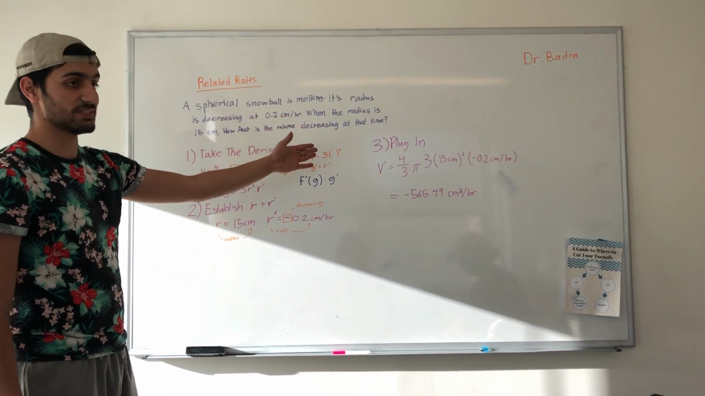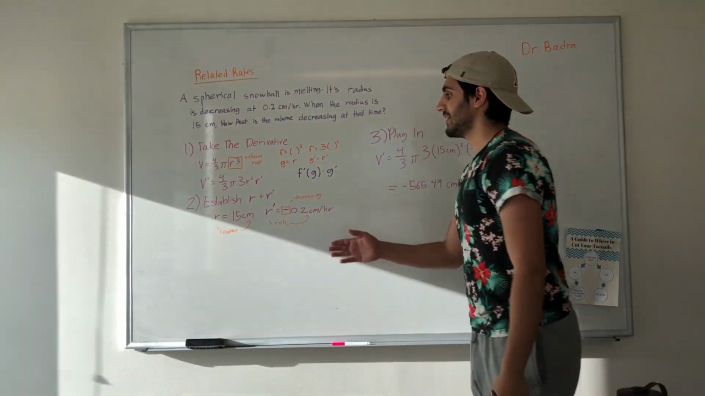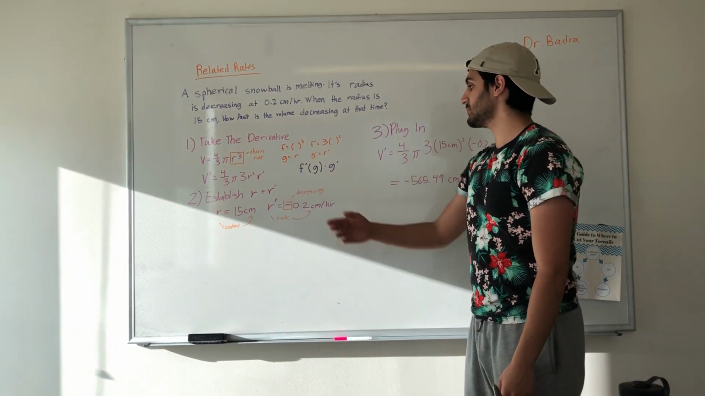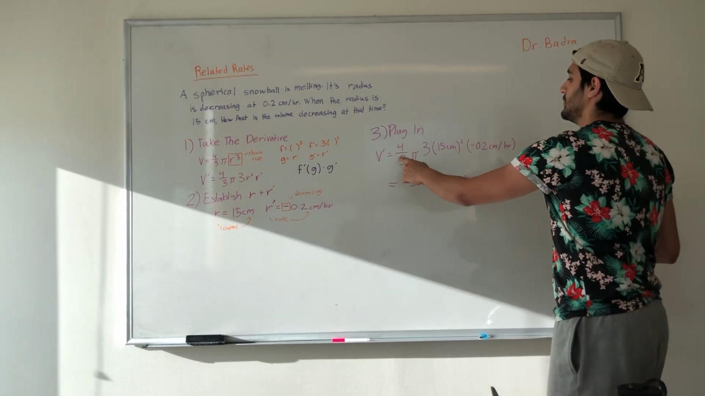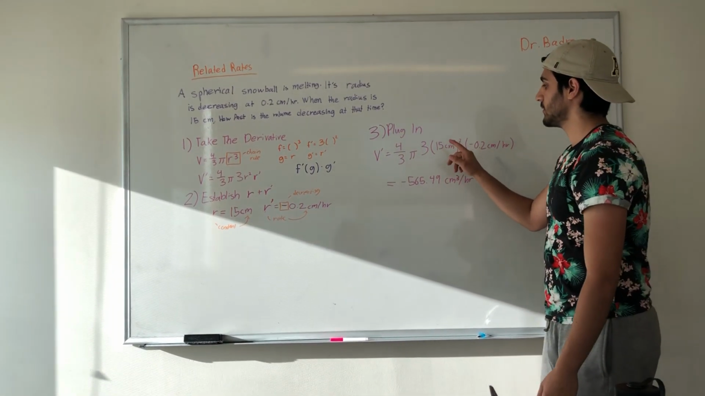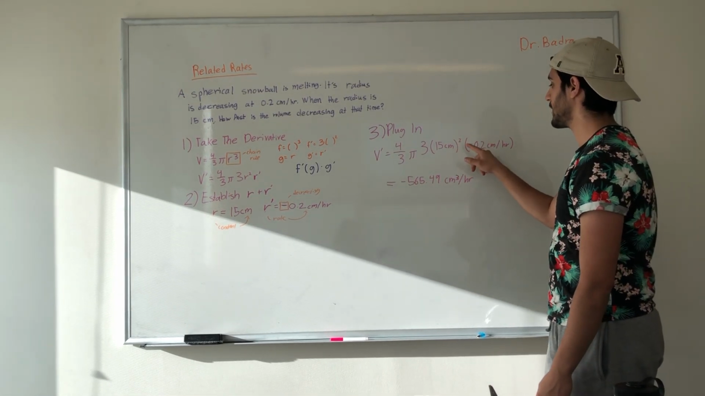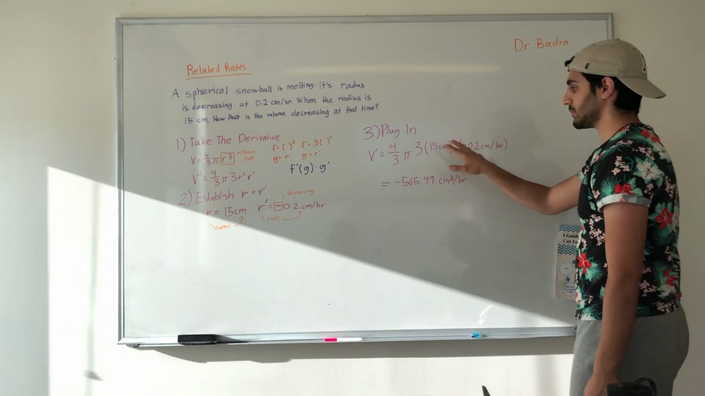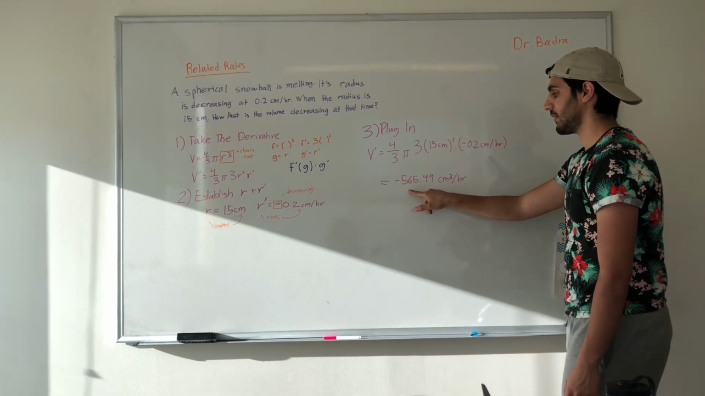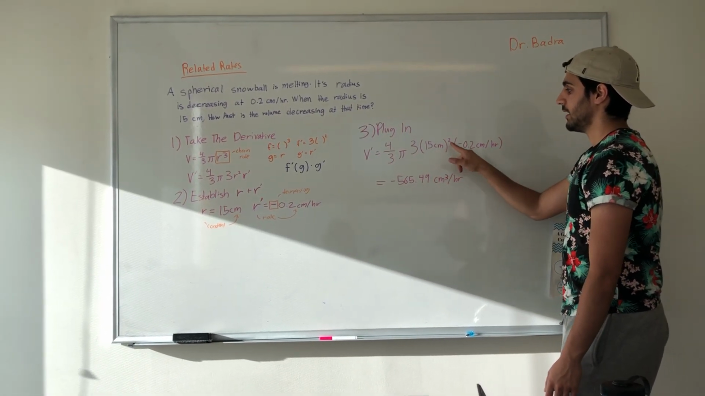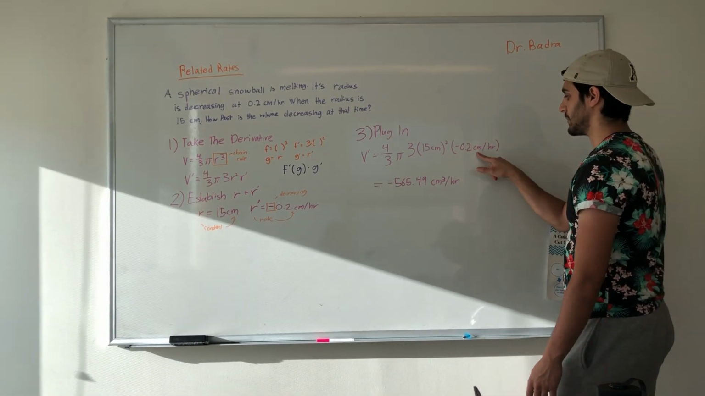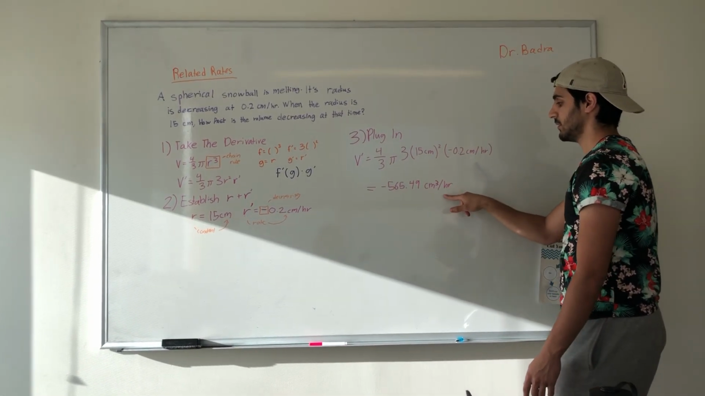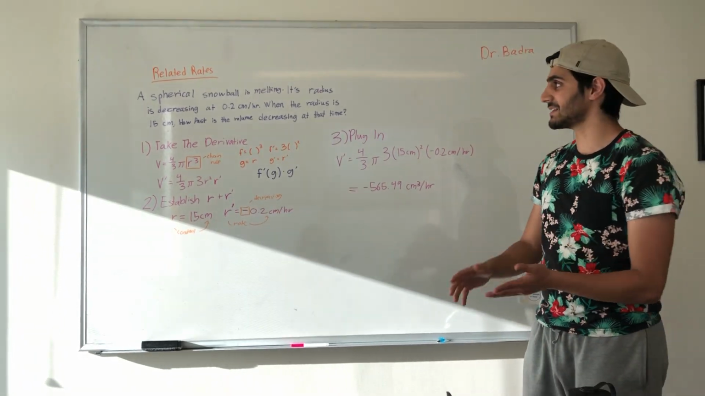And then the last step is that we plug in. We use the derivative equation for the volume, since that's going to tell us the rate, and we're going to use 4/3 pi times 3 times 15 centimeters squared times negative 0.2 centimeters per hour. And if you multiply all that up, you're going to get negative 565.49. This is centimeters squared times centimeters, so it's going to be centimeters cubed per hour. And that's it for this problem.